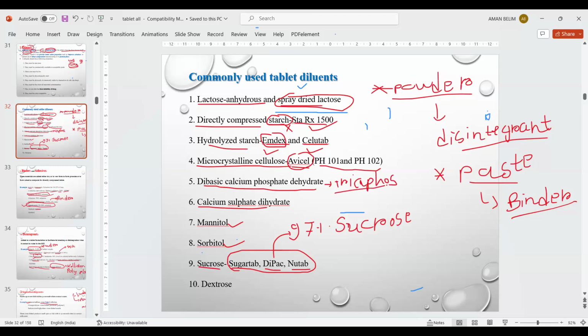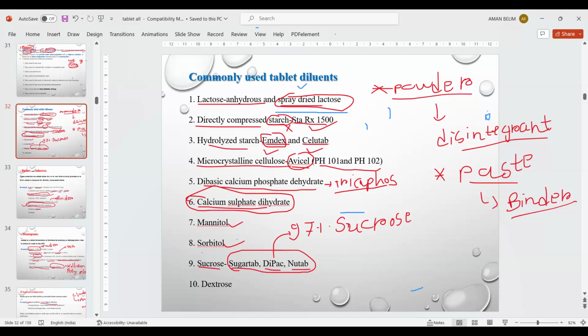Okay, as it is tribasic, calcium phosphate is also used, and dibasic is also used. The brand name of tribasic is Tricaphos. Then calcium sulfate. What is the brand name of calcium sulfate?